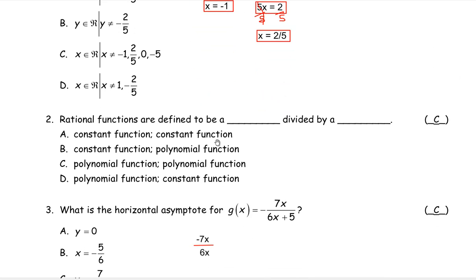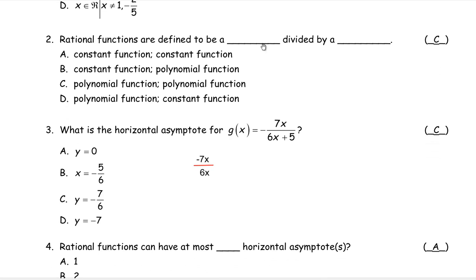On to number 2. Rational functions are defined to be a blank divided by a blank. And the best solution here is answer C, a polynomial function over another polynomial function. B is a kind of, B happens sometimes. Sometimes you might have a constant function over a polynomial. That can happen, but in general it's not always going to be a constant on top. In number 3 here, if I were to cover up the x and you have negative 7 over 6x plus 5, that would be a constant over a polynomial, but often it's some function of x in the numerator as well. So C is the best answer for question number 2.